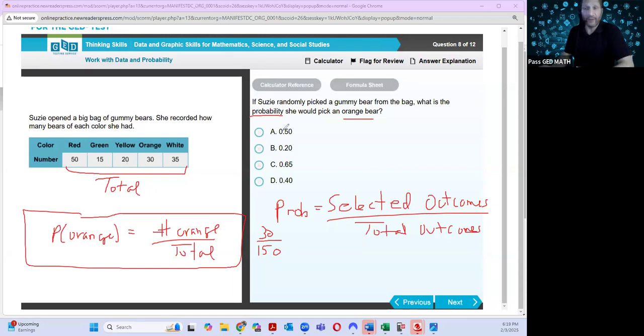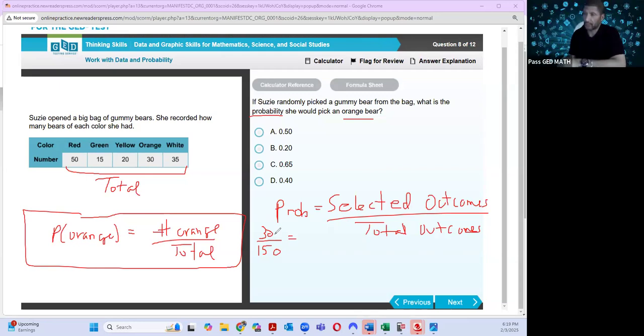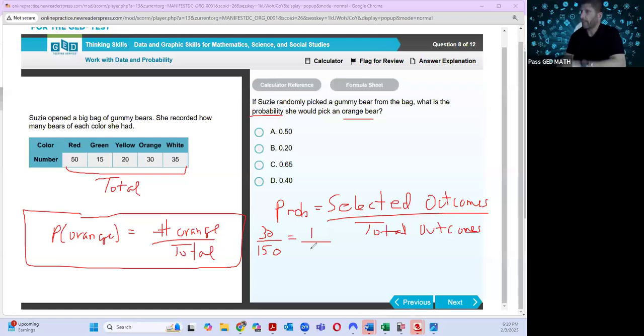Now 30 over 150 is a fraction. First we have to reduce this to lowest terms. How do we do that? What's the greatest common factor? What's the highest number that goes into 30 and 150? 30. 30 goes into 30 one time. 30 goes into 150 how many times? 5 times. Or you could have said both of these end in a zero, so cancel those zeros. I get 3 over 15.